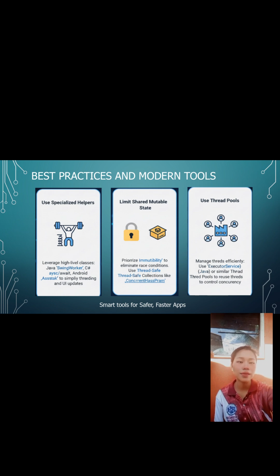So the third one is use thread pools. Instead of creating new threads every time, which is expensive, use the .NET thread pool, which reuses threads efficiently. In C#, use Task or Task.Run. It automatically uses the thread pool. Avoid manually creating threads with new Thread unless absolutely necessary. Why? Thread pools improve performance and scalability, and avoid the overhead of thread creation and destruction.